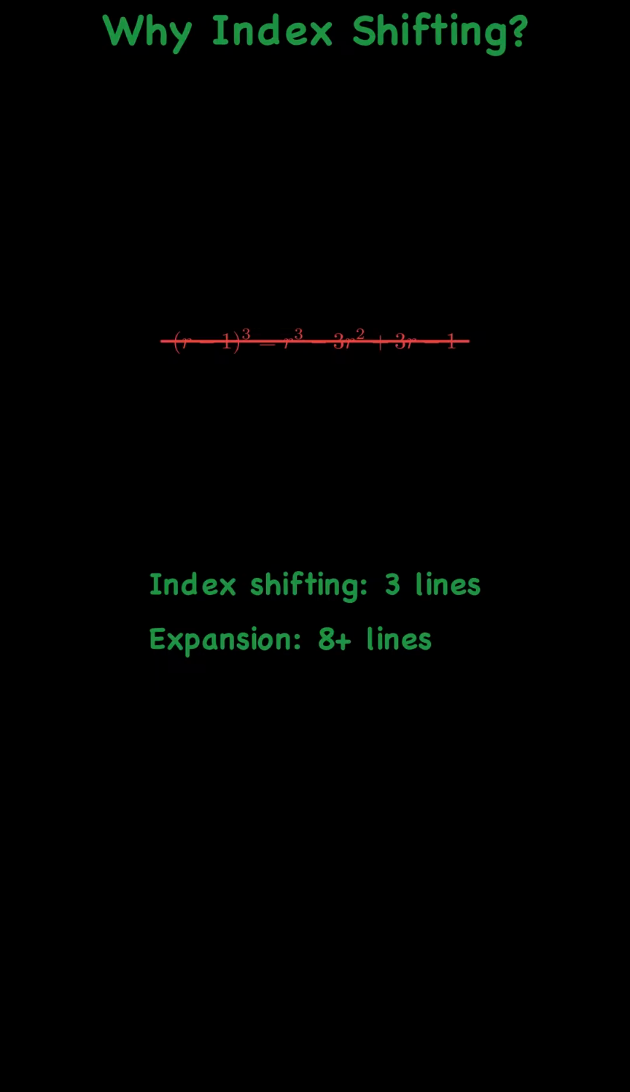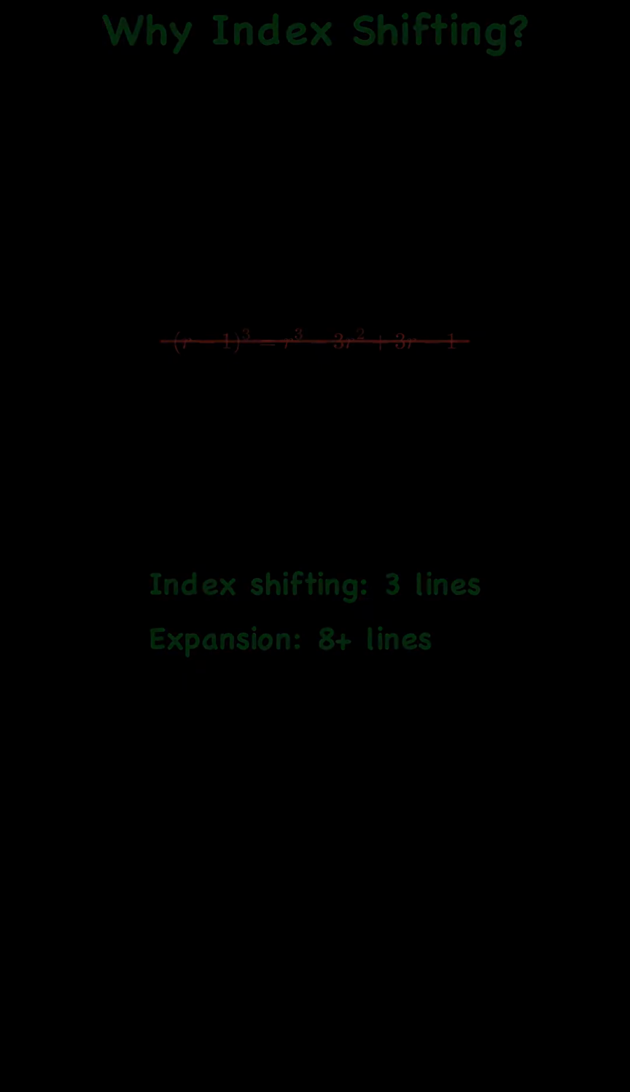We could also expand r minus 1 cubed into r cubed minus 3r squared plus 3r minus 1, and use linear combinations of standard series. But that requires the sum of squares formula and is much more tedious. Index shifting took us just 3 lines. The expansion method would take 8 or more. Always look for the elegant approach.